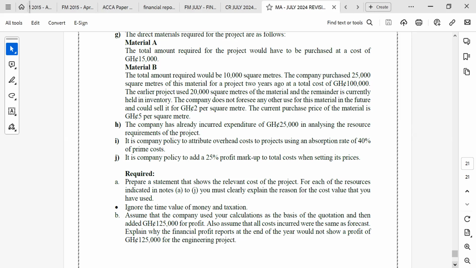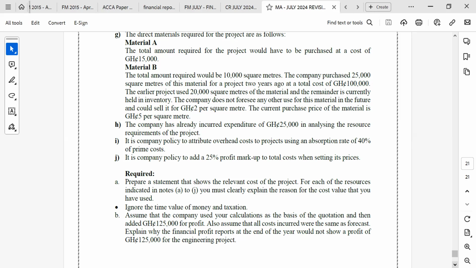Required. A, prepare a statement that shows the relevant cost of the project for each of the resources indicated in notes A to J. You must clearly explain the reason for the cost value that you have used. Ignore the time value of money and taxation. B, assume that the company used your calculations as the basis of the quotation and then added 125,000 for profit. Also assume that all costs incurred were the same as forecast. Explain why the financial profit report at the end of the year will not show a profit of 125,000 for the engineering project. All right, thank you.